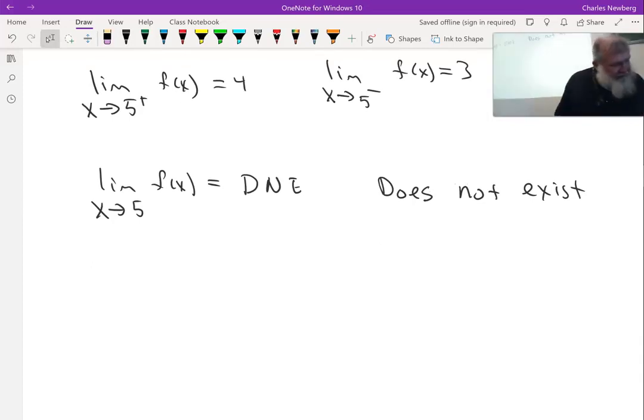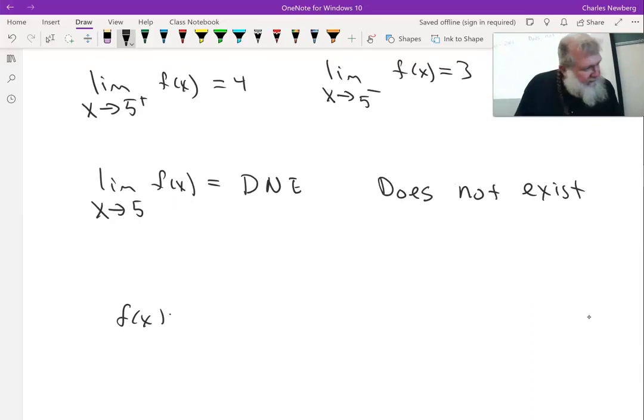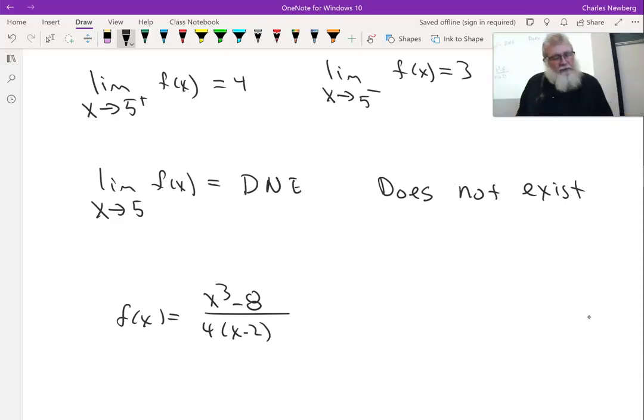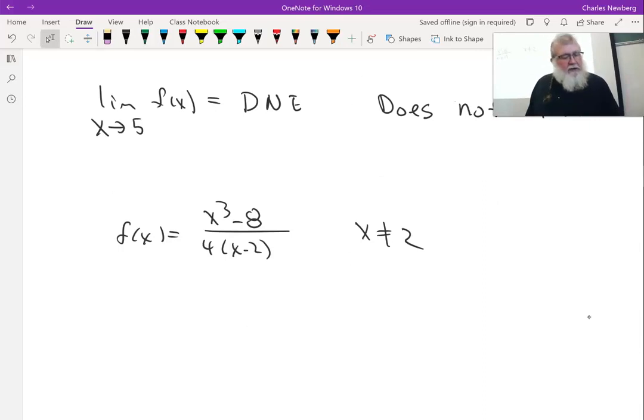And our first function I want to look at is f of x equals (x cubed minus 8) over 4 times (x minus 2). Let's look at this function here. What x value can't we plug into this function? Where is this function undefined? Well, 2, right? Thou shalt not divide by 0. So we already know x cannot be 2. So the most interesting question for us would be, what is the limit as x approaches 2 of f of x?